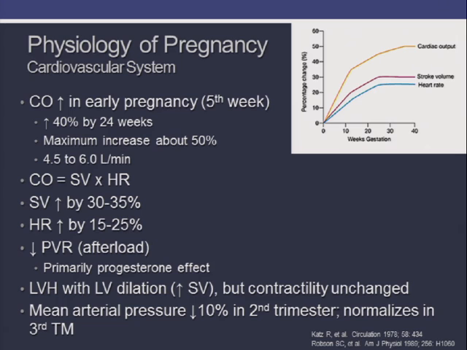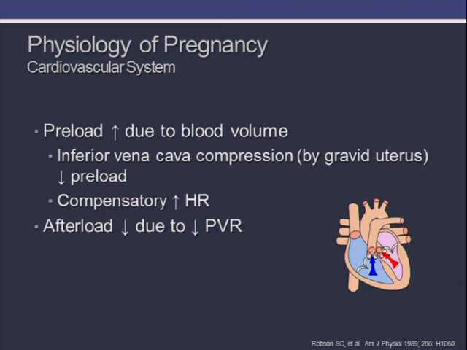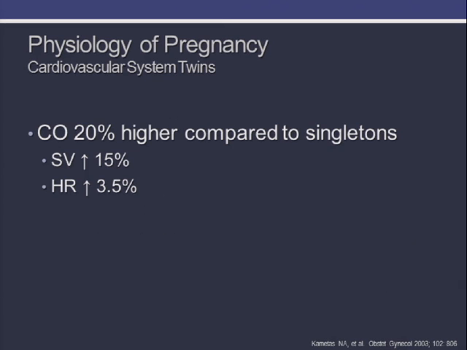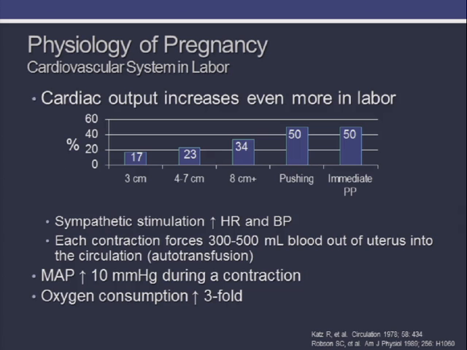The afterload is peripheral vascular resistance. Blood pressure is a nice way of saying that as well. That's a good surrogate marker, where the preload might be the blood volume. So think about blood volume as a preload, and blood pressure being a surrogate marker for the afterload. And I've talked about this already. Twins are even more dynamic. Their blood volume goes up even more, and their cardiac output goes up another 20% over the singleton pregnancies.